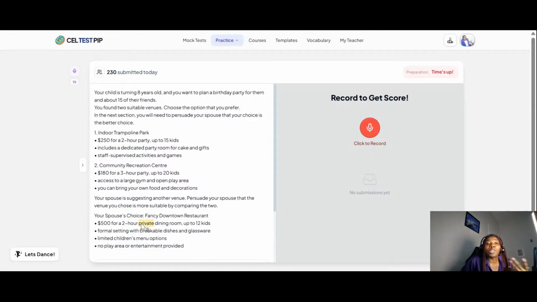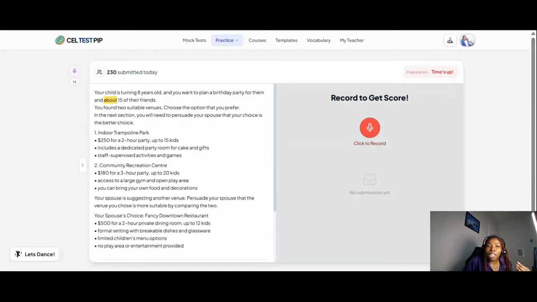Thank you for suggesting the fancy downtown restaurant for Chelsea's, you have to give your child's name, for Chelsea's 8th-year birthday. However, I think the indoor trampoline park is better for the birthday, considering our budget. You see how I want to start talking about money now, but because of the scenario, I want to make it seem like, oh, we have a budget, considering our budget. Then you say the indoor trampoline park is less expensive, and it can also host up to 15 kids.